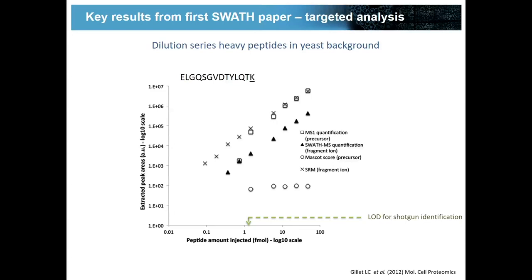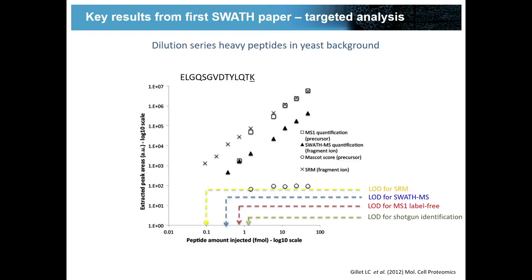So this is the limit for identification in DDA, in Mascot. This is the last concentration where this peptide was actually identified in the DDA analysis. This is the limit for MS1-based quantification, that's the square, and this is the limit of detection. You can see it's not really linear, but this and the black triangles is the dilution curve for SWATH. So we go down basically into the attomole range for this particular peptide, and then the X is SRM. So this is still, most of the time, the more sensitive way to do things.